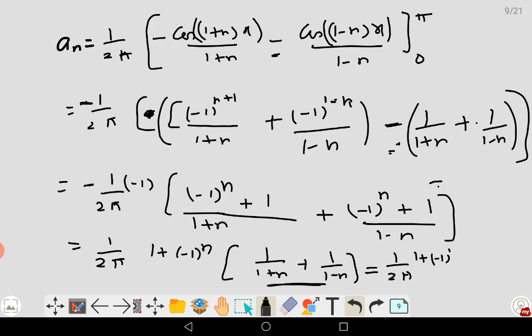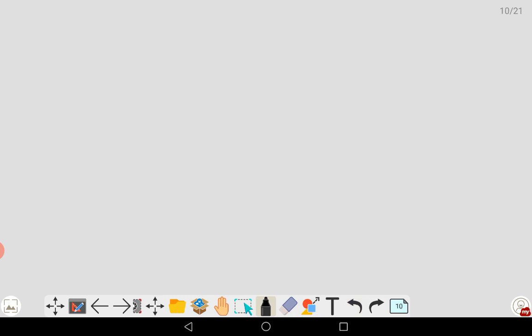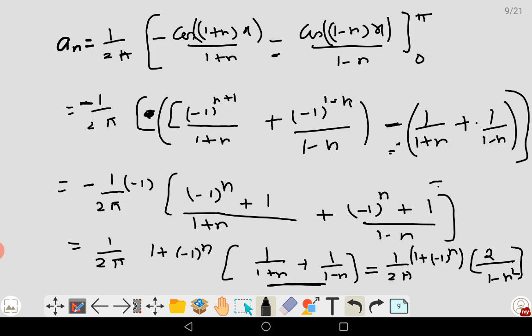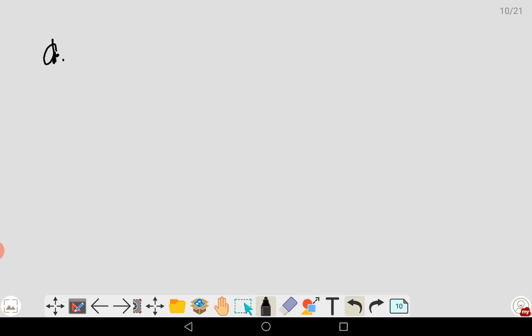1 over 2 pi, this will be 1 plus minus 1 to the power n, and when you simplify here, 1 minus n plus 1 plus n, it will be 2 divided by 1 minus n square. 1 plus n times 1 minus n will be 1 square minus n square. So in the next step we will write the answer.